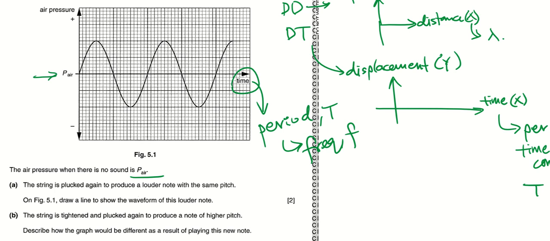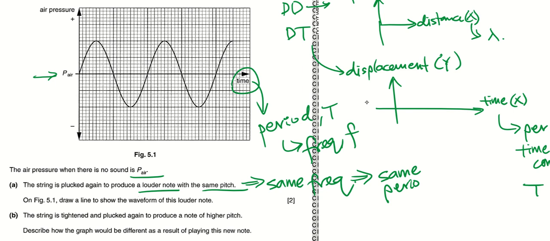The string is plucked again to produce a louder note with the same pitch. Same pitch means same frequency. That means no change in frequency. That means no change in period. Same period means the time taken to complete one single wave is the same. So later on I will end my graph here. Okay, my midpoint will be here. But because it's plucked again to produce a louder note, louder note means larger amplitude. So I need to draw my graph with a higher amplitude.